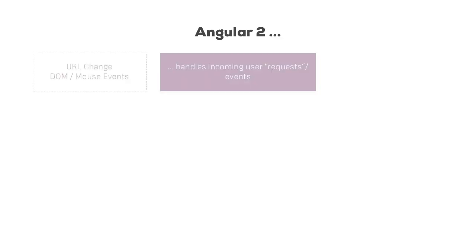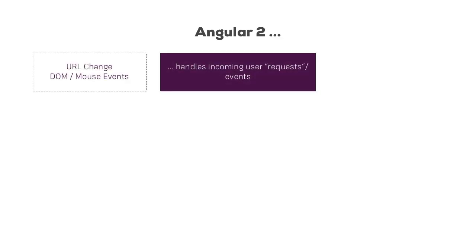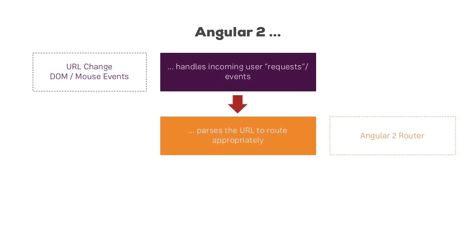Therefore, Angular 2 handles the incoming user requests or events, which are sent through URL changes or DOM or mouse events issued by the user. It then parses the URL to route appropriately, and all is done on the front end in the Angular 2 router. No request is necessarily sent to the server here.